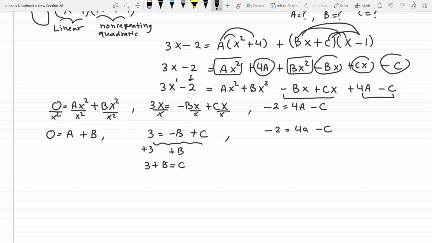And what I'm going to do is substitute that value into this. So it's going to be negative 2 equals 4a minus my c value, which I can just substitute as 3 plus b. Okay, so that's 4a minus 3 minus b, right? Negative 2. And what would I do next?